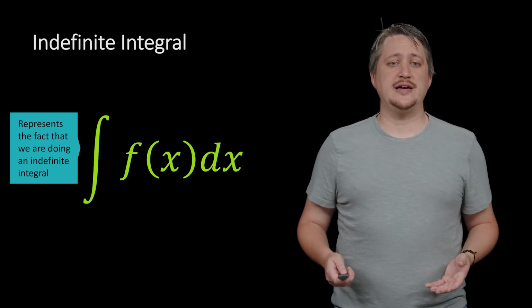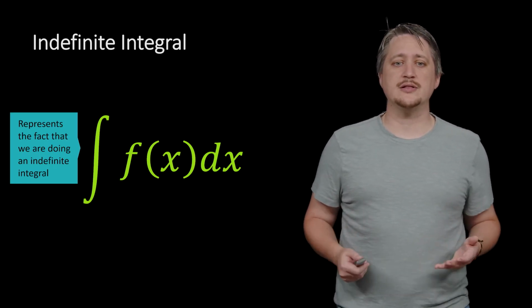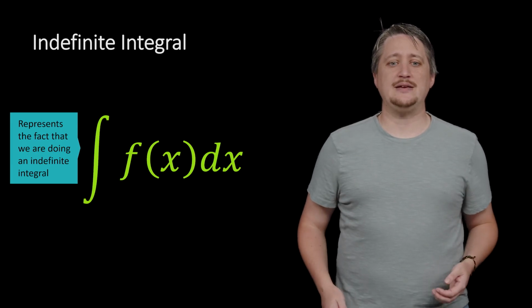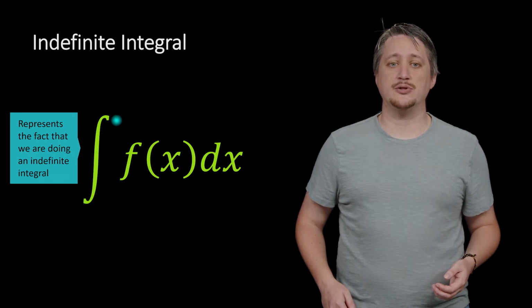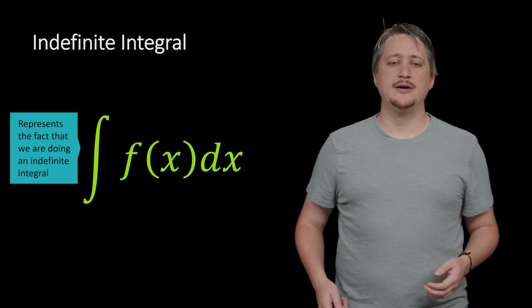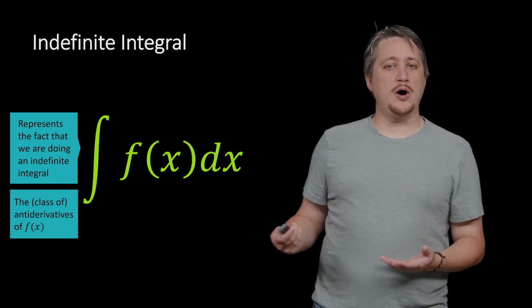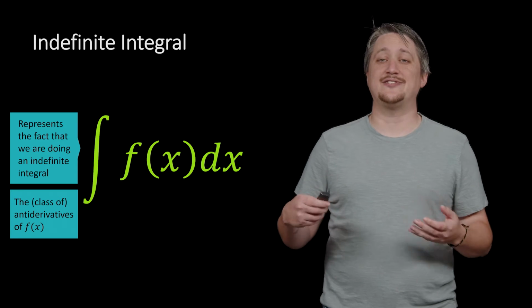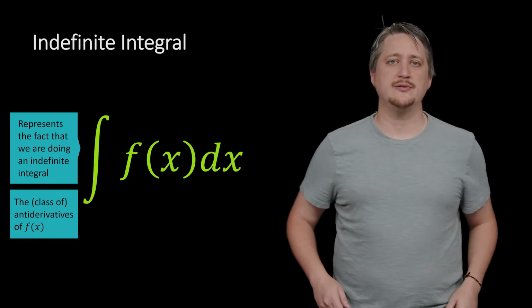Now that symbol on the left represents the fact that we're doing an indefinite integral. In particular, the thing that we want to keep track of here is that it's just this symbol. There are no numbers or anything above or below it, okay? So this is telling us that we're looking at an indefinite integral, aka the class of antiderivatives of f of x, all possible antiderivatives.